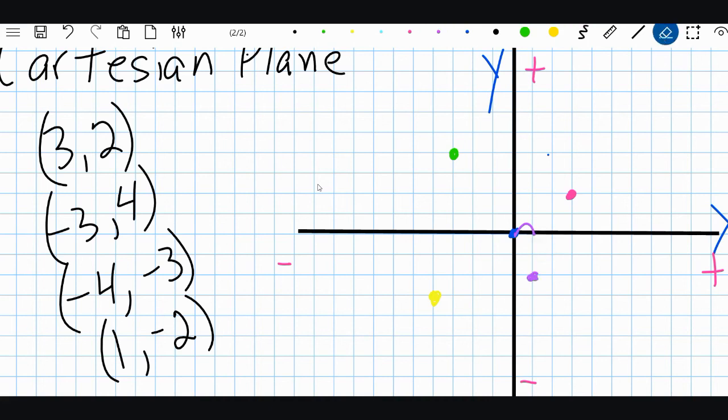All right, so that is how you graph on the Cartesian plane. That blue dot in the middle is the origin, (0, 0). The pink dot is (3, 2). The green dot is (negative 3, 4). The yellow dot is (negative 4, negative 3). And the purple dot is (1, negative 2). So if you didn't really understand that, make sure you rewind it, watch it again, and try to figure it out. That's all I have for you in this part of the lesson.